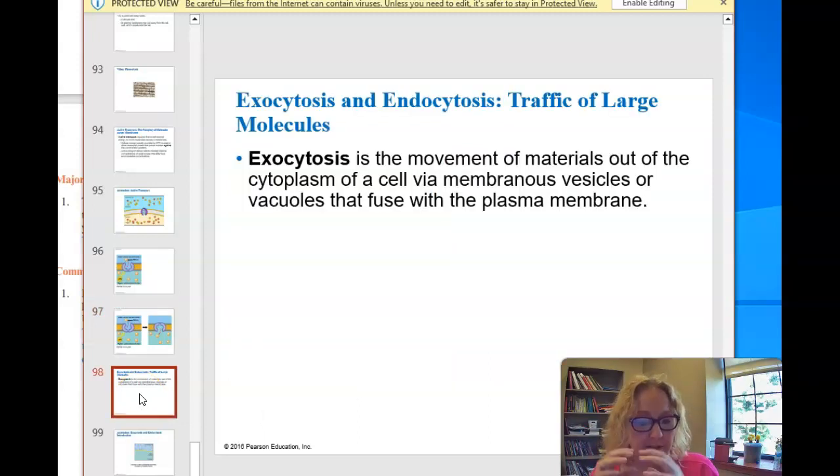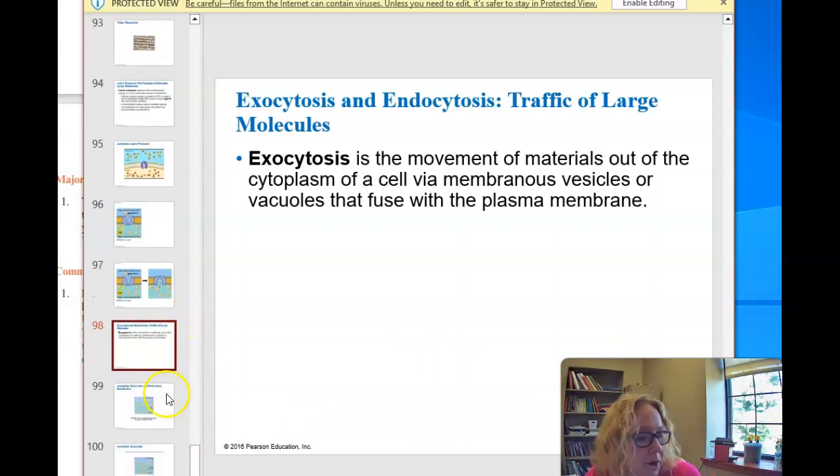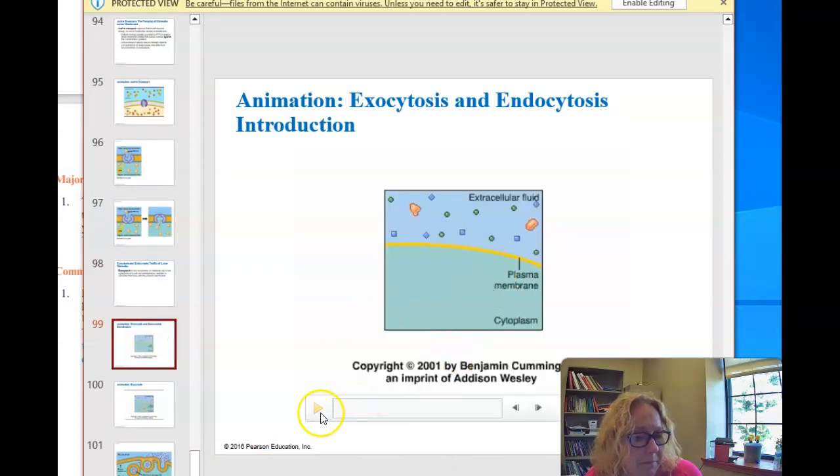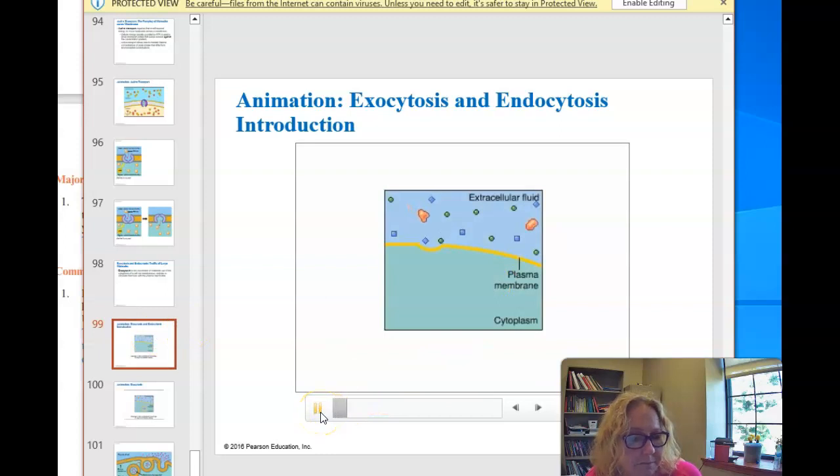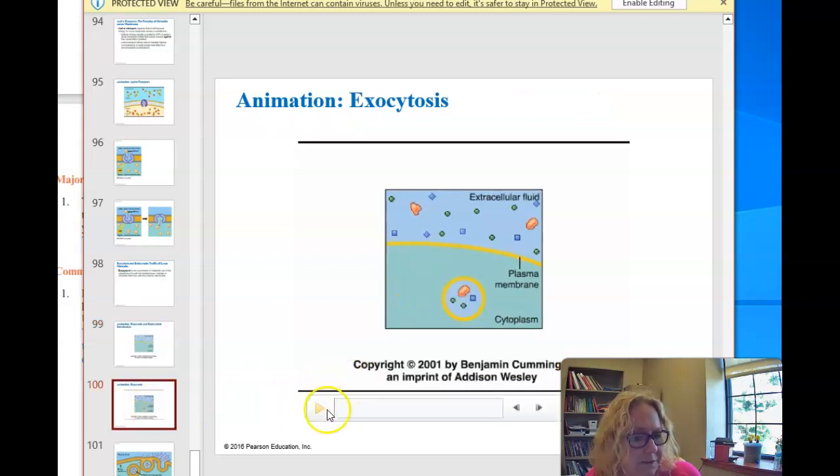Okay, exocytosis is when the cell kind of wraps around it, makes a vesicle, and just sends it out. It's the movement of material out of the cytoplasm via cell membranes. This is what it looks like. Endocytosis is the movement of materials into a cell via membranous vesicles. You want to guess what exocytosis is?